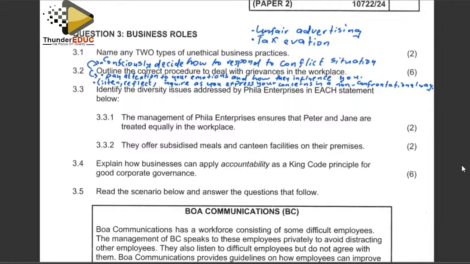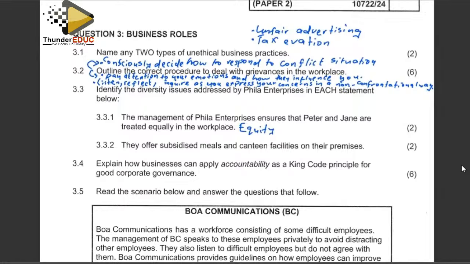Okay, right, great talks. So now let's move on to 3.3. It reads as follows: identify the diversity issues addressed by Pillar Enterprises in each statement below. So 3.3.1 reads as follows. The management of Pillar Enterprises ensures that Peter and Jane are treated equally in the workplace. So now this is an indication of equity, because everyone is treated in an equal manner. Okay, right.